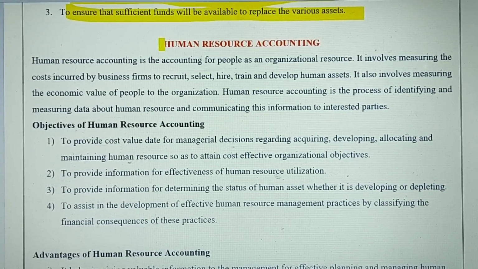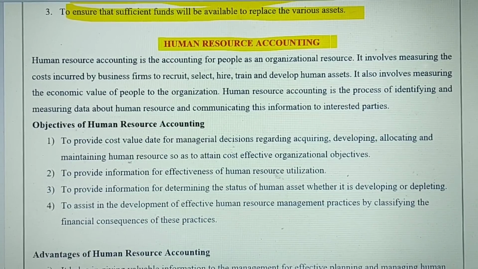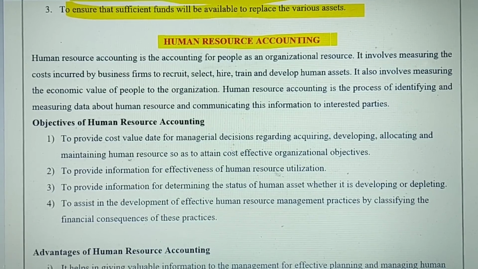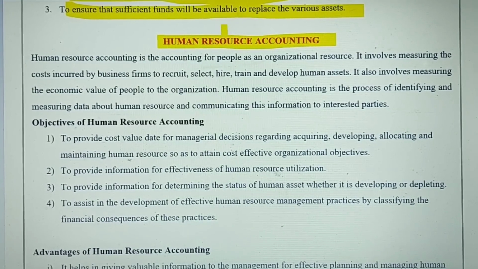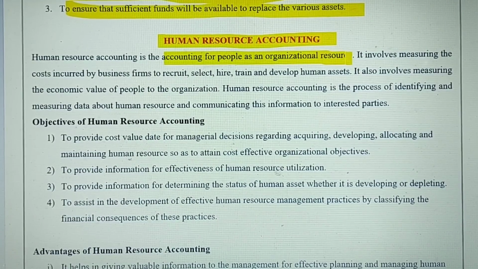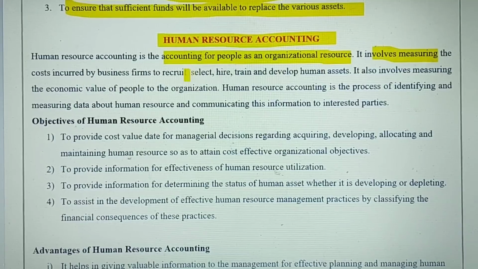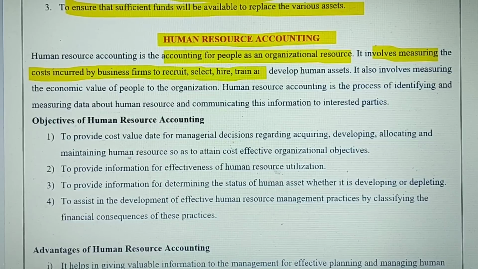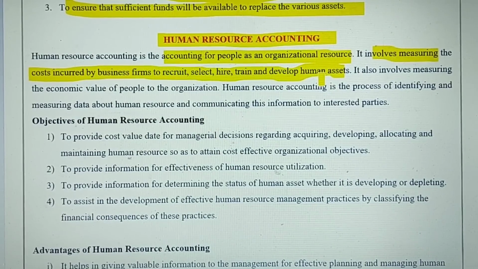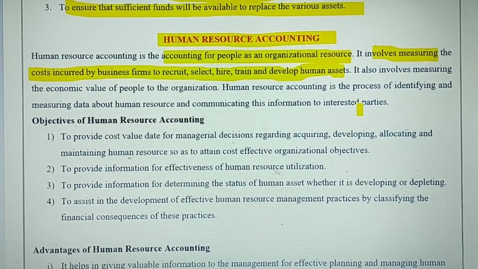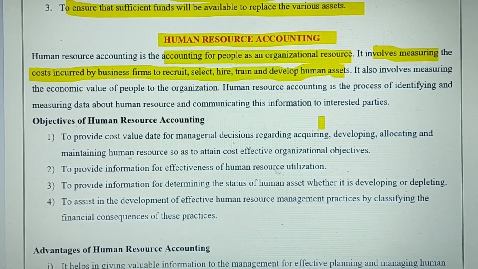Let's see human resource accounting. These are all very new concepts which are added in financial accounting and management accounting. Okay. Now, human resource accounting is the accounting for people of an organization. It involves measuring the cost incurred by the business firm to recruit, to select, to hire, to train, and to develop the human resources or the employees of the organization. So, all the costs of all these functions are what is known as human resource accounting.